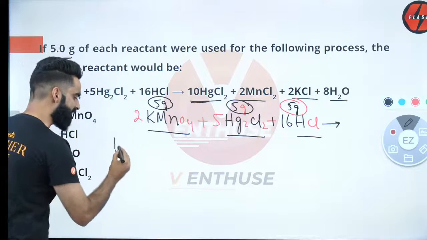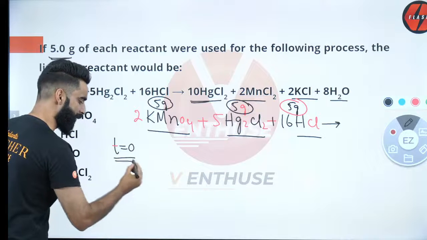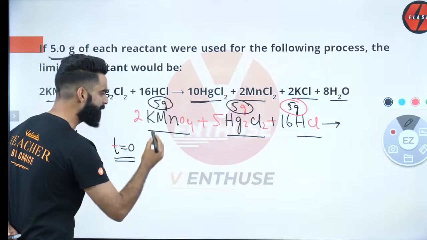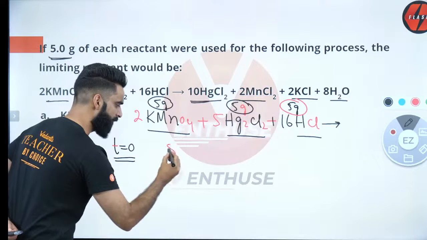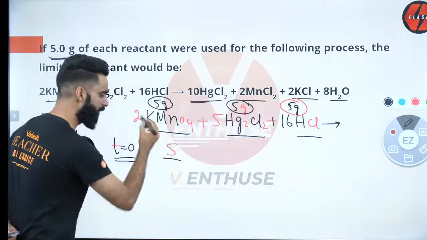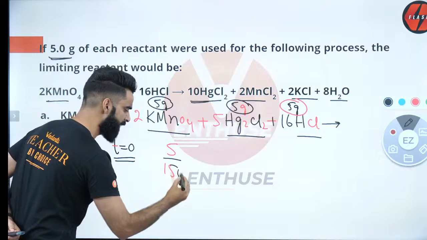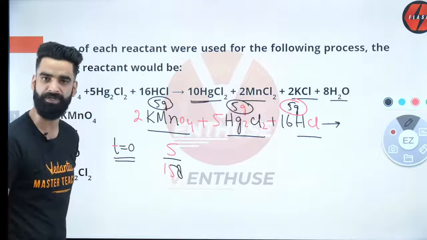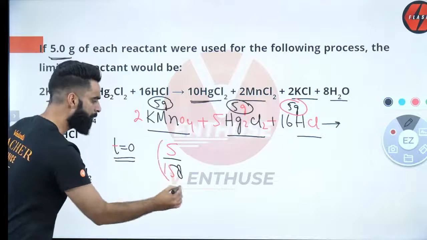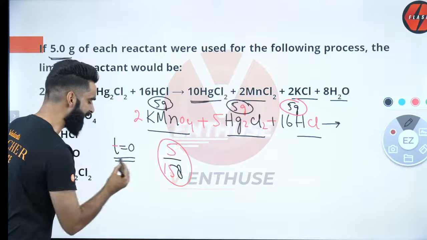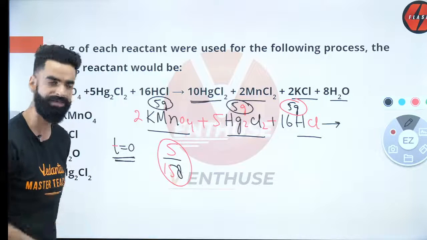So at time t equal to 0, initially when the reaction has not started, I'll have moles of KMnO4 as: mass of KMnO4 is 5 grams divided by molar mass of KMnO4, which all of you must know, that is 158 grams per mole. So 5 divided by 158 is the number of moles of KMnO4 initially, right?